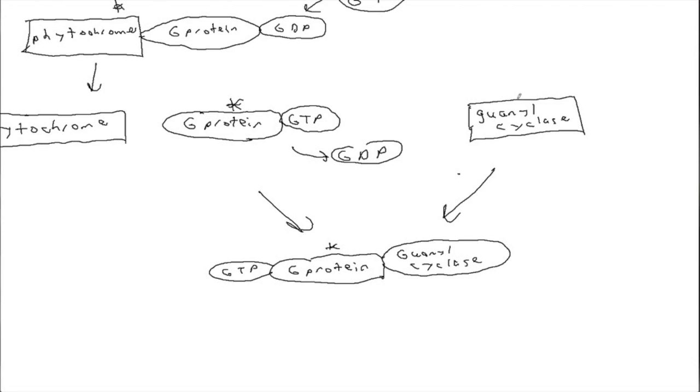Now this guanyl cyclase here is inactive. This is an inactive guanyl cyclase, but when it bumps into the G protein, that changes the guanyl cyclase's shape so that now it's activated. It can carry out its function. So I'm going to put a star here to show that now the guanyl cyclase has become activated. Bumping into this activated G protein changes its shape so that now it can bump into something else and cause the next step in the reaction.